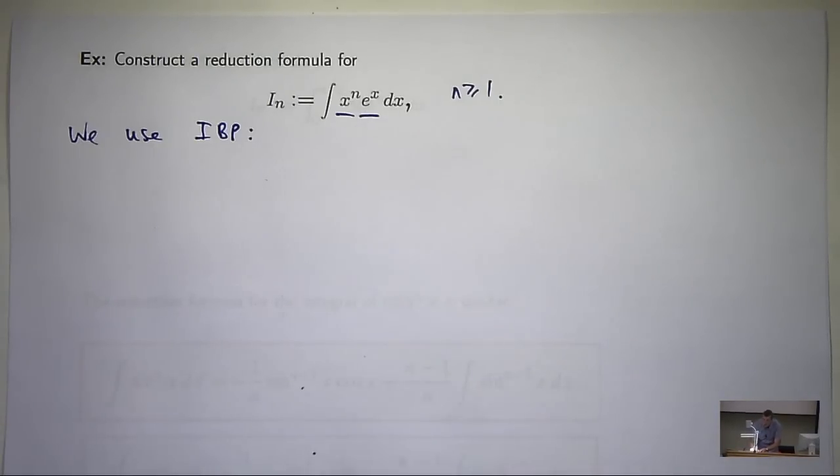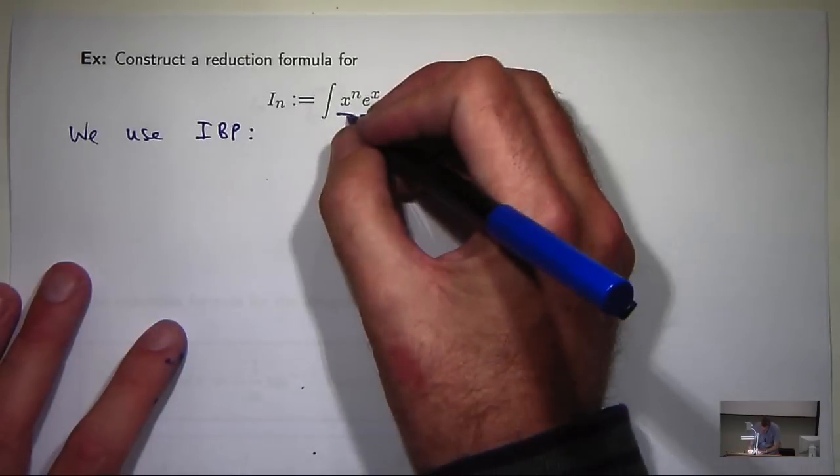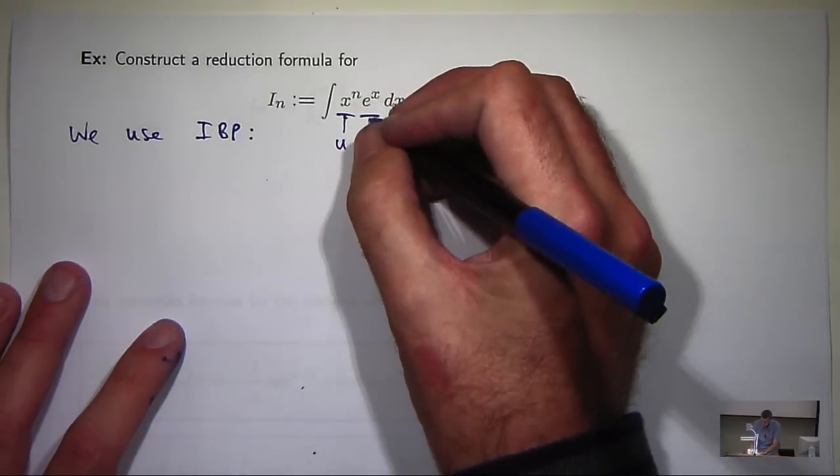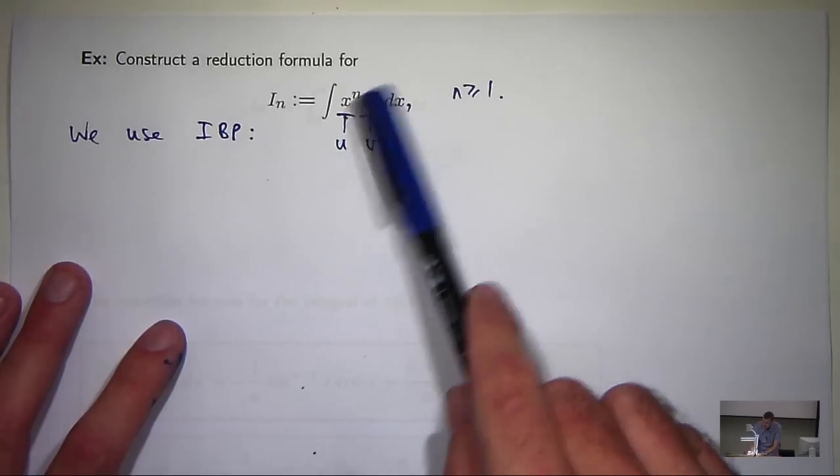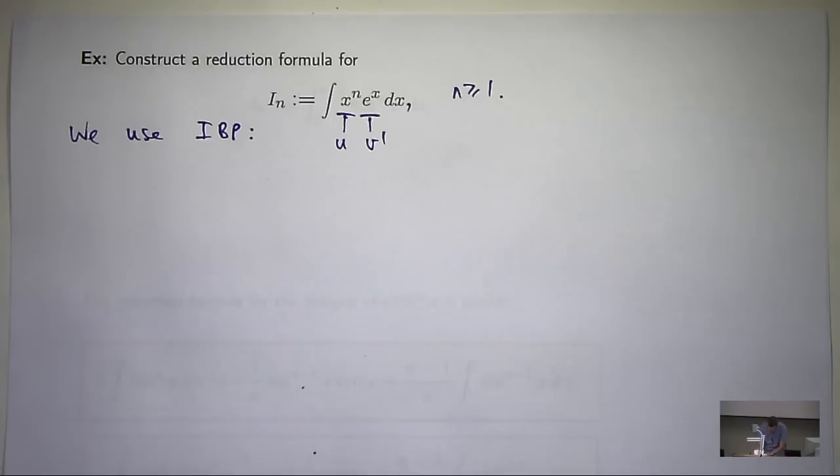Can anyone suggest why I've made those choices? Why didn't I switch them around? Because once you make u to be x power n, then if you take u dash, x power n will reduce by 1. Good. Yes, exactly right. There is a method, or I guess a reason for this choice.